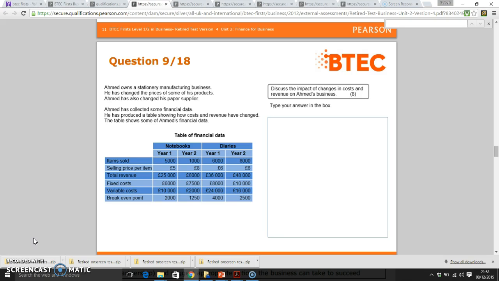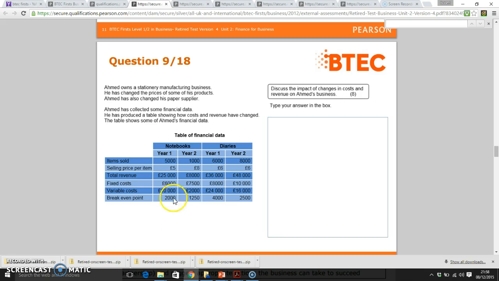So your question was trying to say, well, what's happened to the costs and the revenue of Ahmed's business? Let's just look at notebooks. First thing, numbers that stand out, the number of items sold's gone down, right? We can put that in a sentence. The items sold went from 5,000 to 1,000. Okay, maybe then we need to think, well, why did that happen?